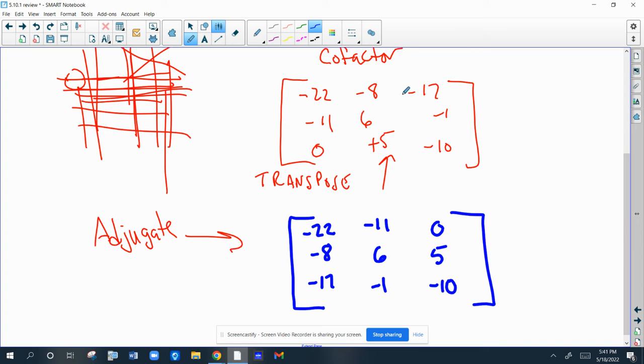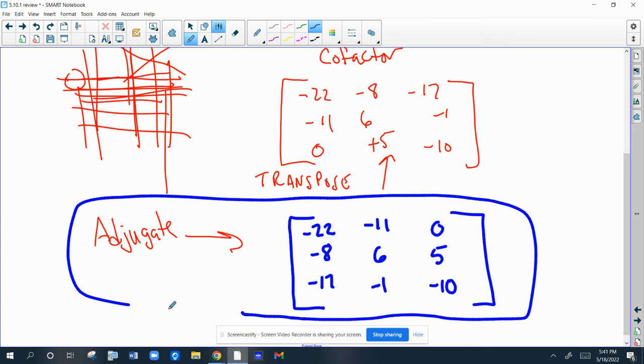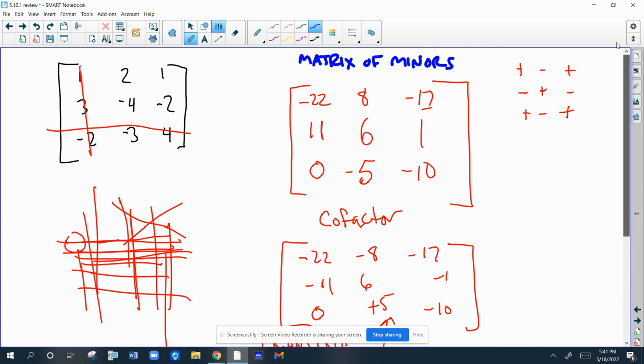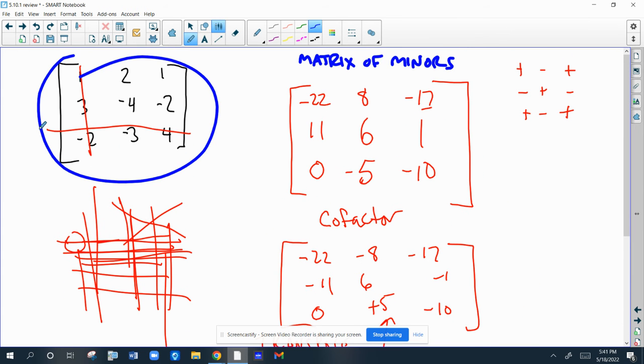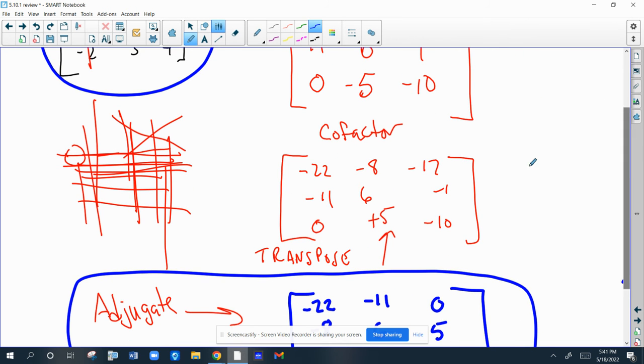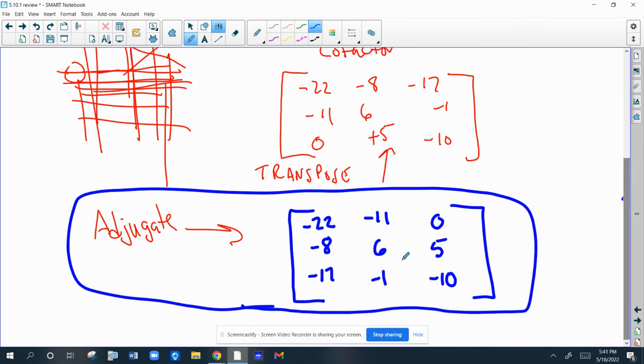And this was the cofactor matrix. So this is called the adjugate of the original matrix. So in summary here, to find the adjugate of this matrix, you create the matrix of minors and use that checkerboard pattern here to create the cofactor. And then you transpose the cofactor, and the resulting matrix is the adjugate.